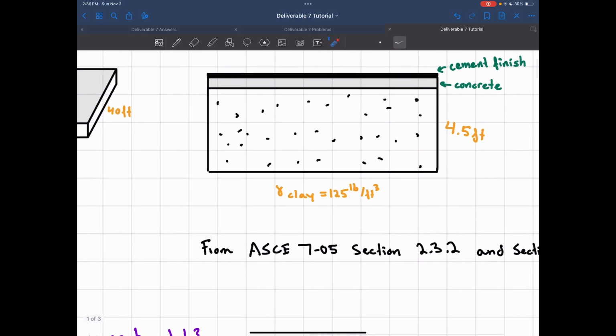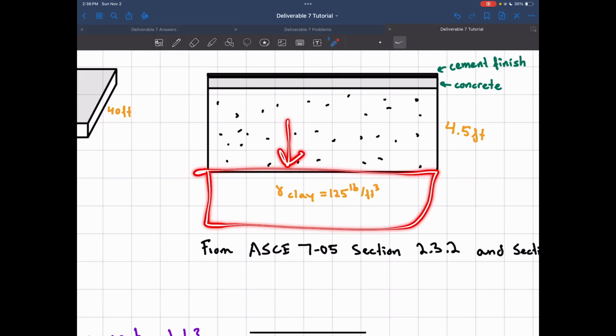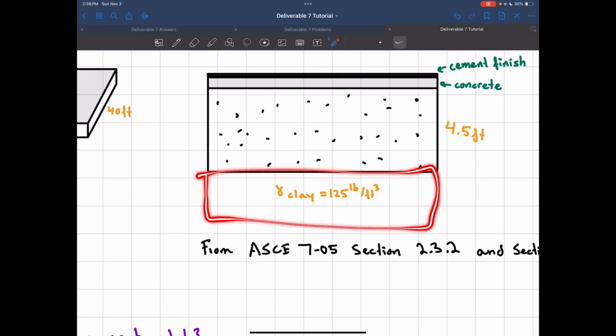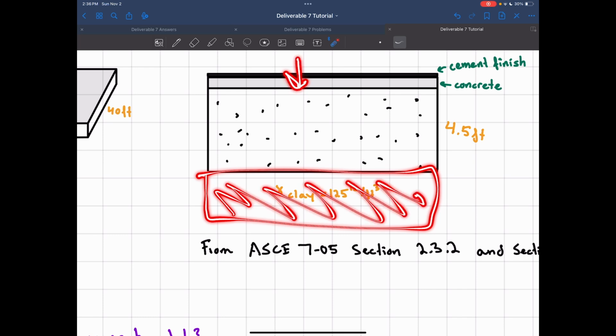In reality, what we're calculating is the amount of pressure the soil is going to exert on whatever layers below this. So say you had a bedrock foundation or you had a layer of sand here. We're basically going to calculate the weight and the pressure from the concrete slab and then the weight and the pressure from the clay. And then all of that's going to be down on this foundation.